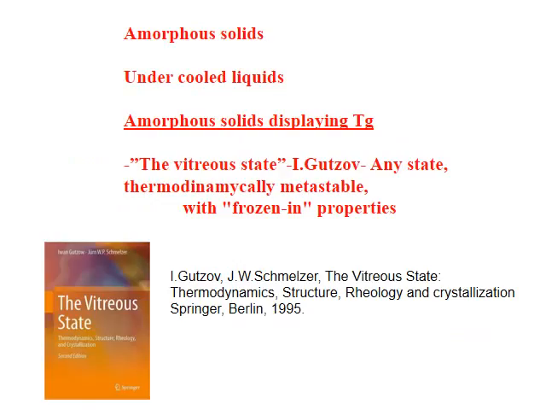In textbooks, you will find other definitions: amorphous solids, undercooled liquids, amorphous solids displaying Tg. This is the most used definition, by the way. Gutsov, in his book The Vitreous State, gives a very general definition. A glass can be any state, thermodynamically metastable, with frozen-in properties.